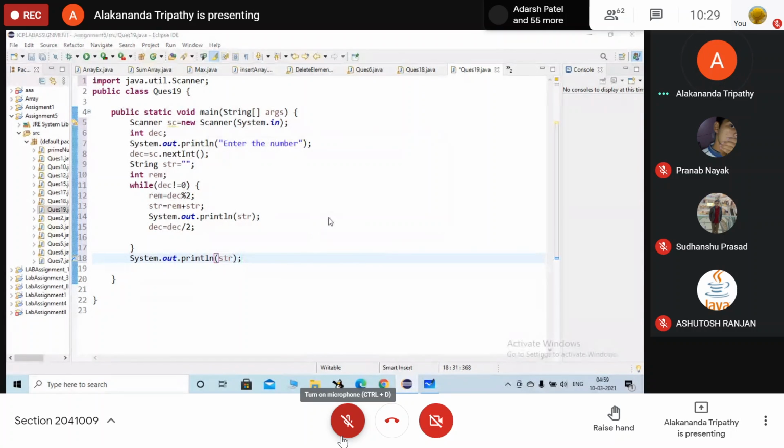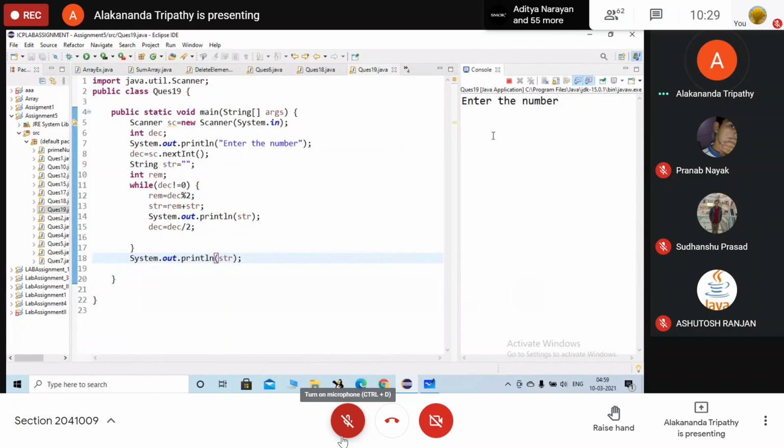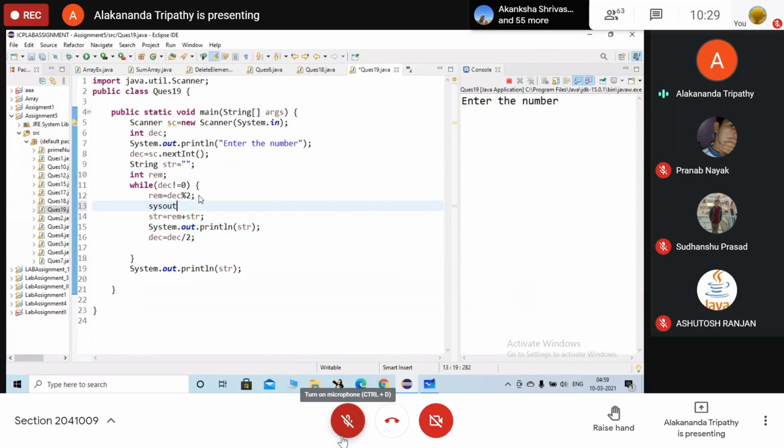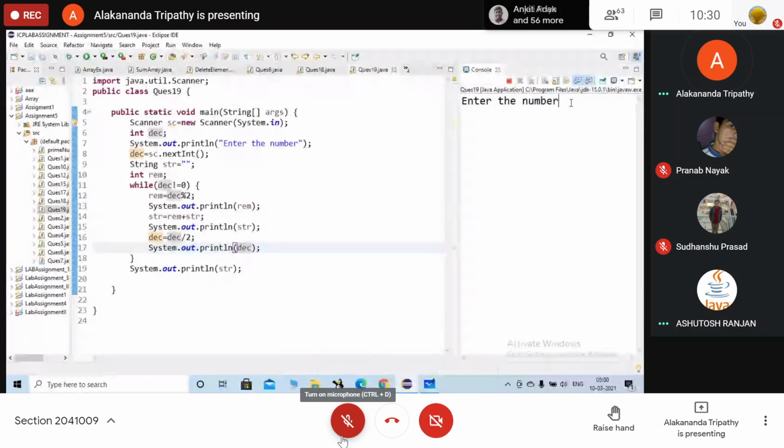Let's run the code. Enter the decimal. एक नंबर बताओ. Tell me one number. ये आउटपुट प्रिंट करेगा रिमाइंडर. Okay, here it will print the string and here it will print the number, कितना डिवाइड हो रहा है. Now tell me one number. 15. I am going with yes 15. Yes, ma'am. Okay, now check.